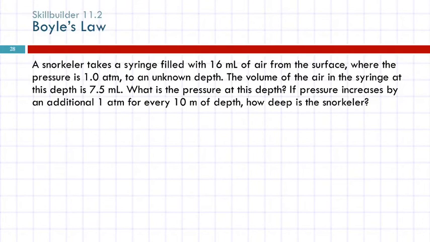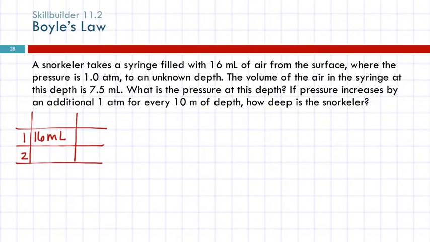So, a snorkeler takes a syringe filled with 16 milliliters of air. 16 milliliters. Well, we better write that down. So I'm going to make my table here. 1 and 2. So 16 milliliters. What is that? It's the volume, right? The volume of the air. So that's a volume. 16 milliliters of air at the surface where the pressure is 1 atmosphere. So this air sample is 16 milliliters at 1 atmosphere of pressure. So 1.0 atmospheres. And this time I didn't make my table big enough. That's the pressure.